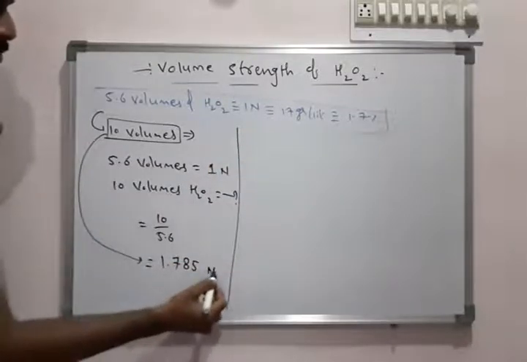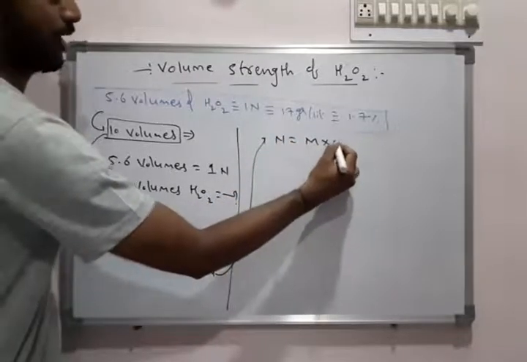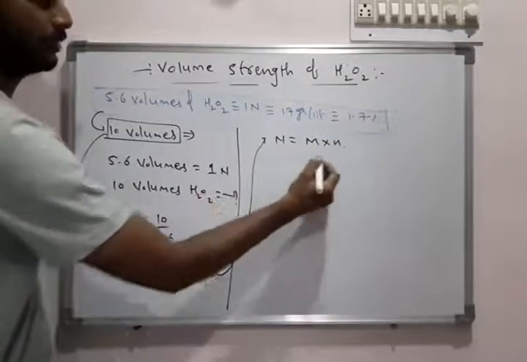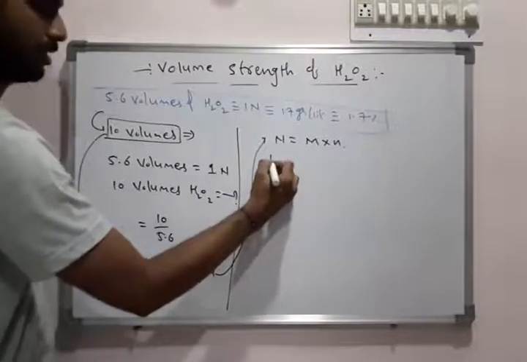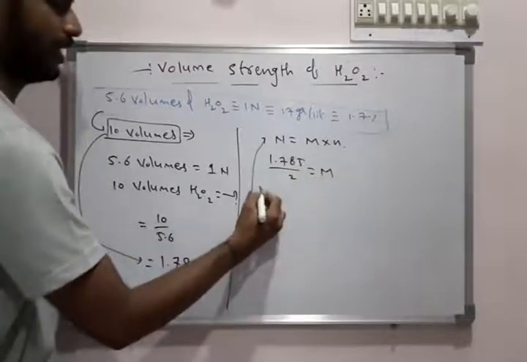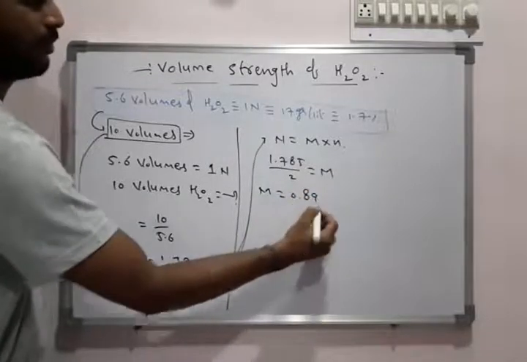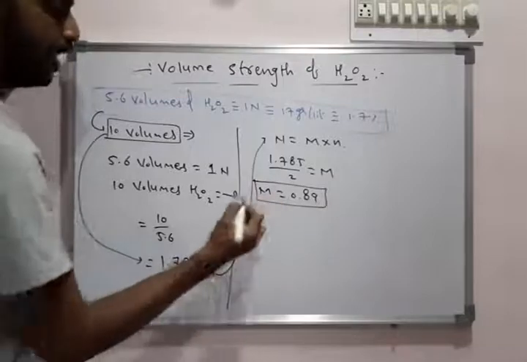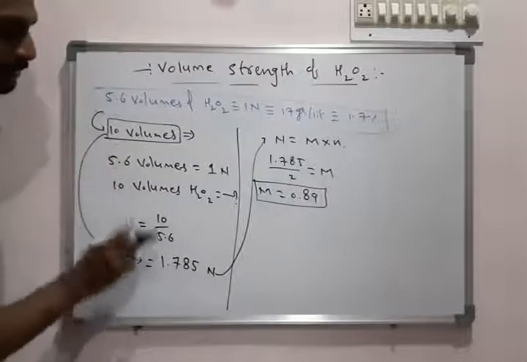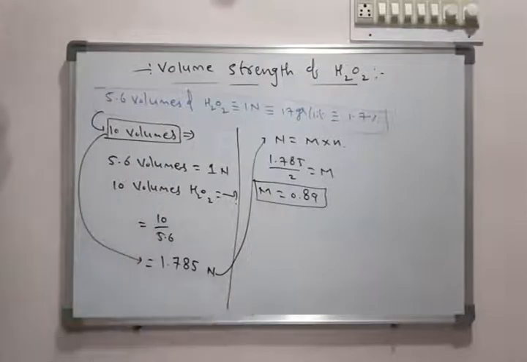Now we convert it into molarity. We know that normality is equal to molarity into its N factor. Hydrogen peroxide has its acidic character, its basicity is 2. So normality 1.785 divided by 2, and here we get molarity is equal to 0.89. Means 10 volume strength of hydrogen peroxide has 1.785 normality and 0.89 molarity.